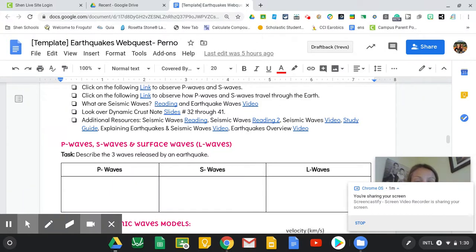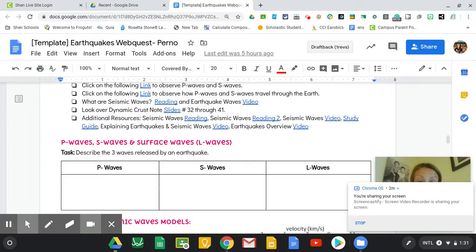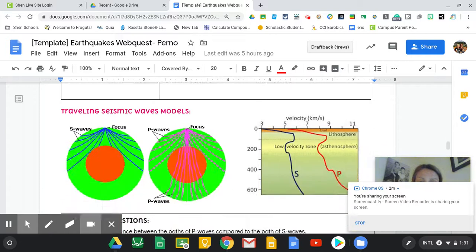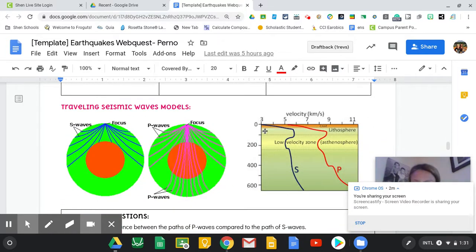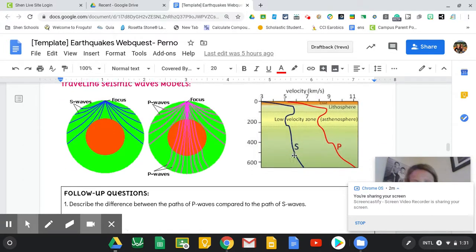We study the P and S waves because that is how we infer the interior of the Earth, by studying the paths and how the P and the S waves travel through the Earth's interior. You are going to notice that as the waves enter areas of greater depth and greater density, they will travel faster.